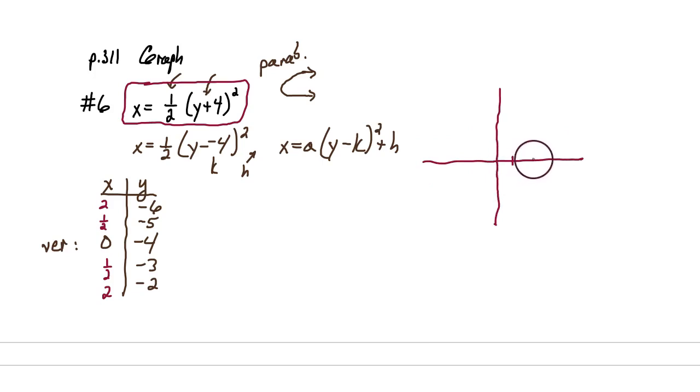On the x-axis, I need to have enough marks to get over to 2. On the y-axis, I have to have enough marks to get down to -6. Two comma -6 is here. 1/2 comma -5 is here. 0, -4. Then 1/2 again, comma -3. And 2 comma -2. Here's the parabola. And it did end up opening to the right, just like our prediction.